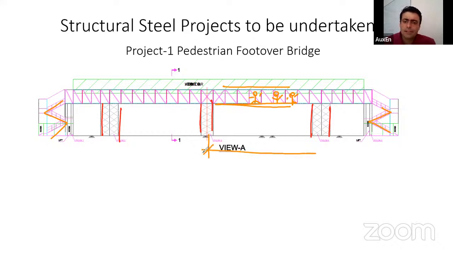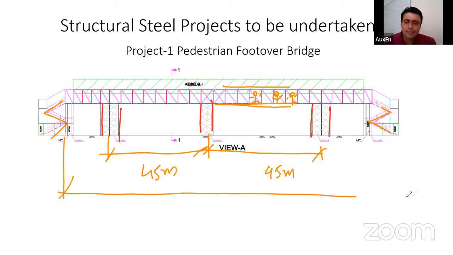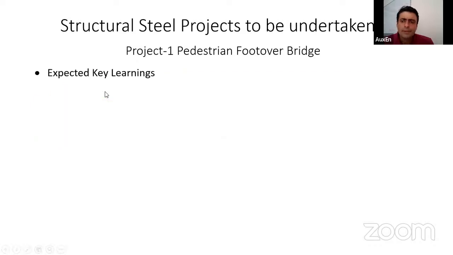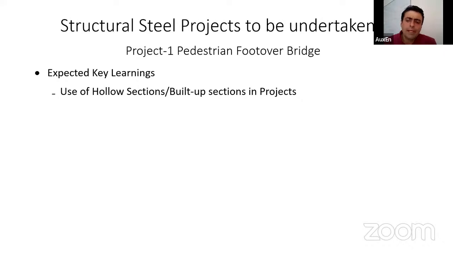And these central spans are going to be around 45 meters. And the total length, because this is the developed elevation, the total straight line length would be around 130 meters with supports. So this is going to be our first project. We'll be doing it in STAAD Pro. And through this project, what do we intend to learn, what should be our key learnings.